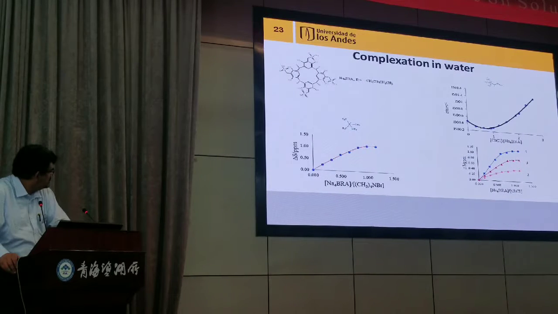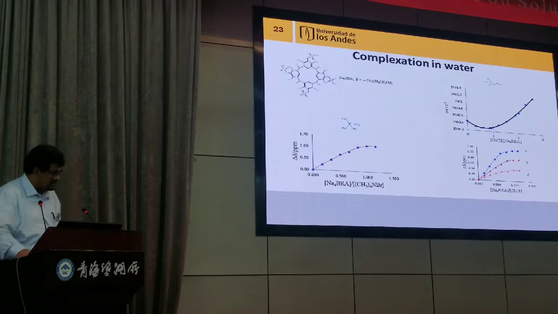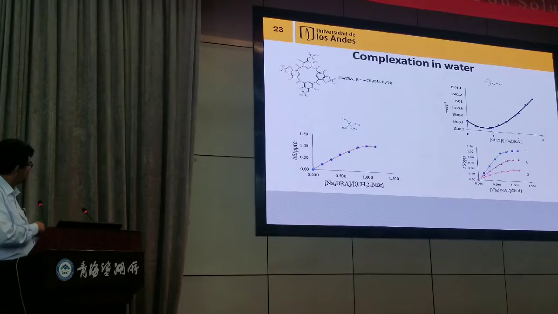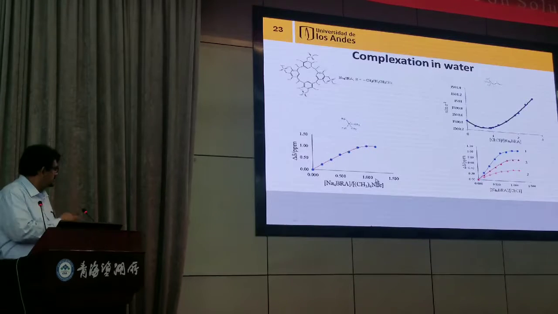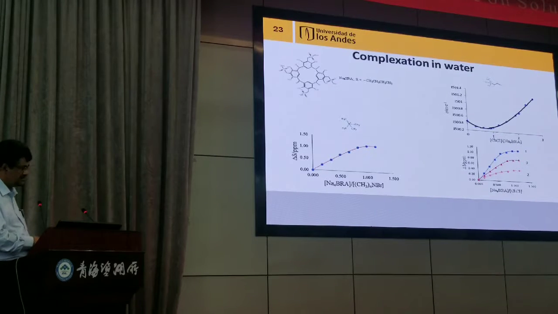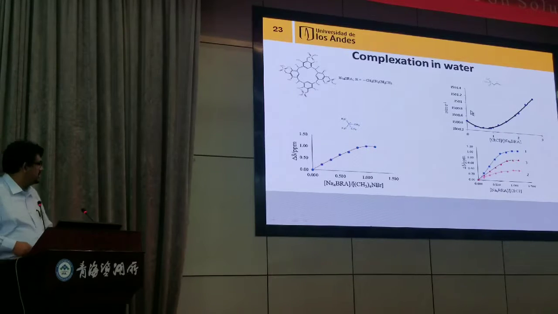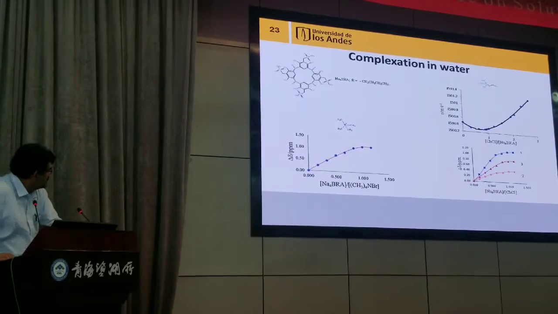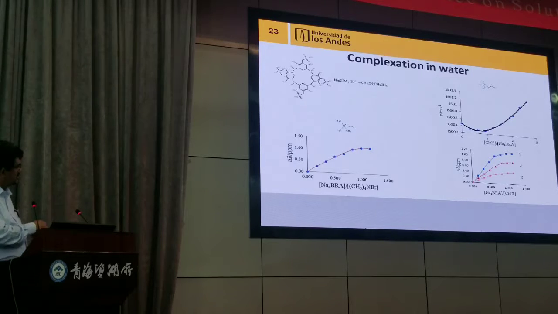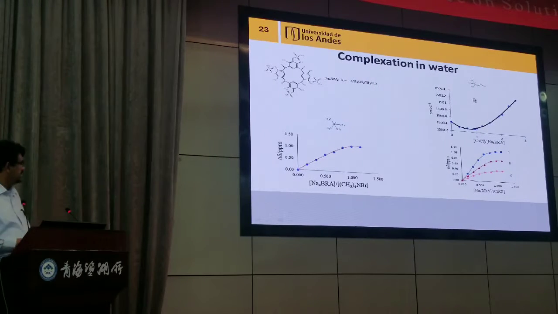The results were that they form a complex 2-to-1. In this case, we follow the complexation with chemical shift NMR. This is the relationship between the Resorcinarenes with tetramethylammonium, excuse me. In this case, we follow by two techniques. This is the speed of sound and chemical shift. And in both cases, we found that they form a 1-to-1 complex.